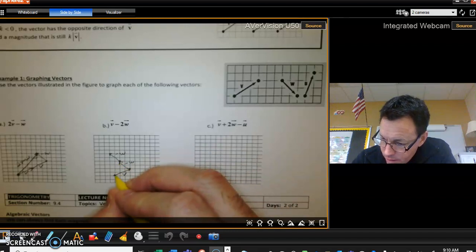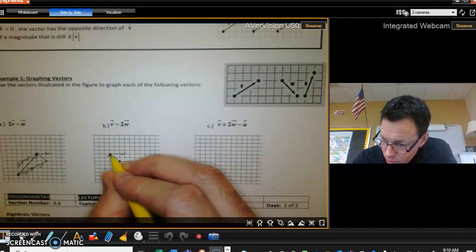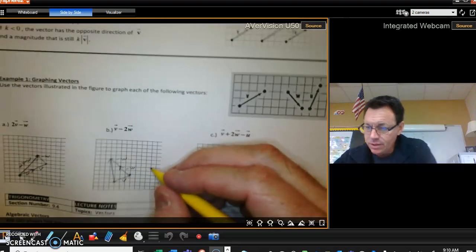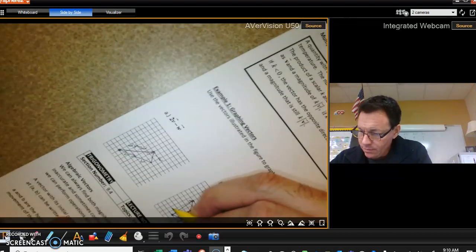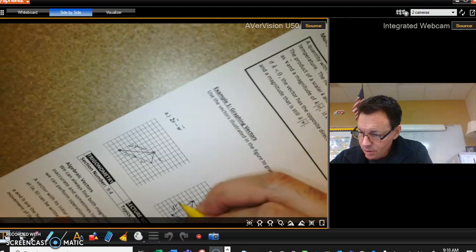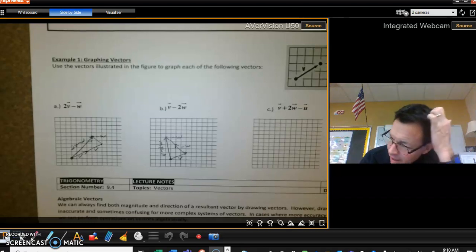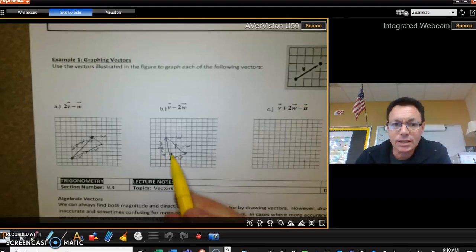So again, this is your answer. Start where I started, finish where I finished, and this is the vector, and I like to write V minus 2W. There, now you can see it. Okay, that's my answer. Do not leave that off.